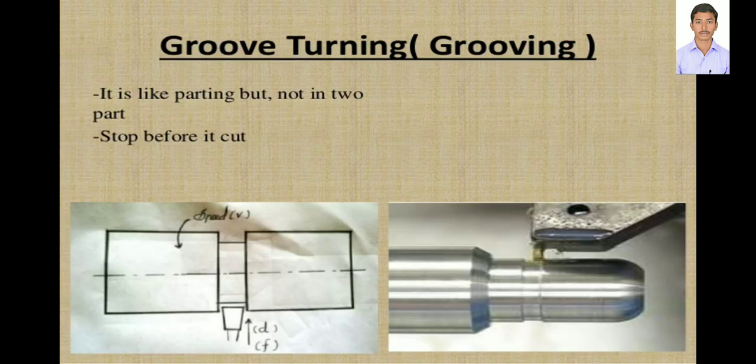And groove turning. Grooves are placed on the workpiece in the turning operation. Suppose in the middle of the shaft, or at one end of the shaft, some length of the shaft is taken and the groove turning is made. It is like parting, but it does not cut into two parts; it should stop before it cuts through. That is the groove turning operation, with grooves placed in the shaft on the lathe machine.